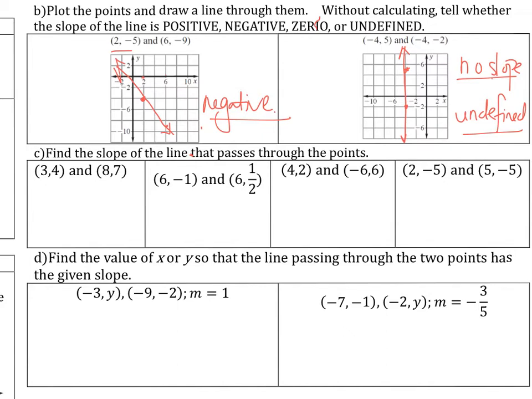And part C, find the slope of the line that passes through the points. So take the difference of the y values. If I begin with the second point, I need to come back to the second point for the x values. So 3/5. The next one, half minus -1, 6 minus 6. Oh, this is 0, so just write no slope.